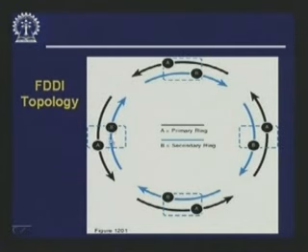Okay. As a matter of fact, this is one reason why FDDI was used and is still used in some places where the reliability of the network is of very high concern, and we cannot allow the network to remain down for any length of time. So, FDDI can quickly switch from the primary to the secondary ring.